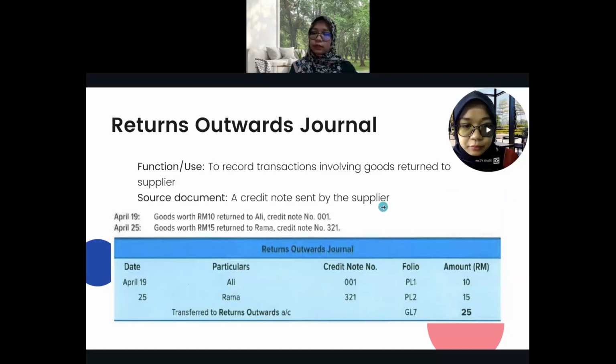As mentioned in yesterday's class, a credit note is a note sent by the supplier to us if we have any goods returned. We return the goods to the supplier, so they will send a credit note to reduce our liability to them. Okay.